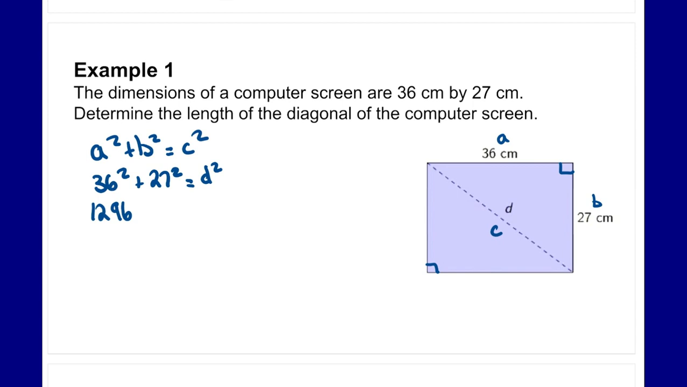Make sure you're squaring it and not multiplying it by 2. That's a common mistake that people make. They multiply it by 2. They don't square it. Remember, squared means the number times itself. And plus 27 squared is 729, and that equals D squared. I can add up my two values and get 2,025 equals D squared.